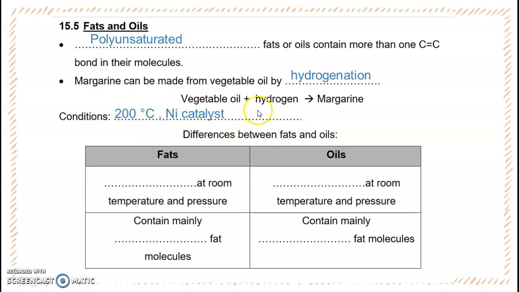Just take note that oils always refer to vegetable oil, and fats always refer to margarine. Margarine is solid at room temperature and contains mainly saturated fat molecules, because this is similar to alkene plus hydrogen giving alkane. Oils are usually liquids at room temperature and contain mainly unsaturated fat molecules. Make sure you are familiar with this.